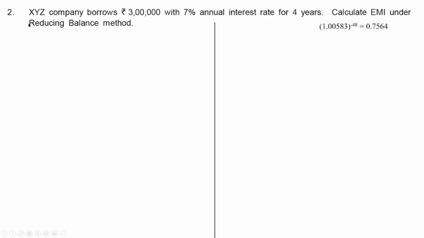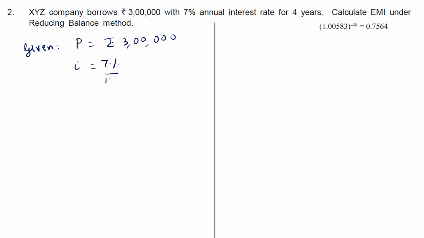Next we have the next question. XYZ company borrows rupees 3 lakhs with 7% annual interest rate for 4 years. Calculate EMI under reducing balance method. So here we have to find EMI using reducing balance method. First let us write what is given. P is rupees 3 lakhs. I is 7%. Under reducing balance method, the interest is compounded monthly.